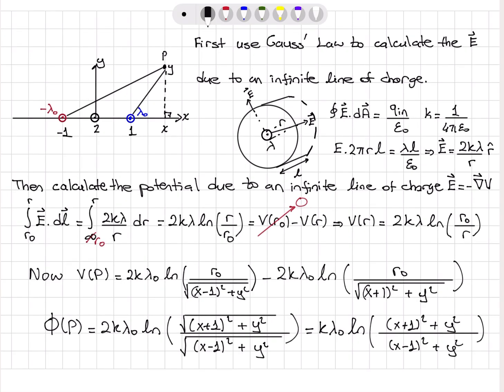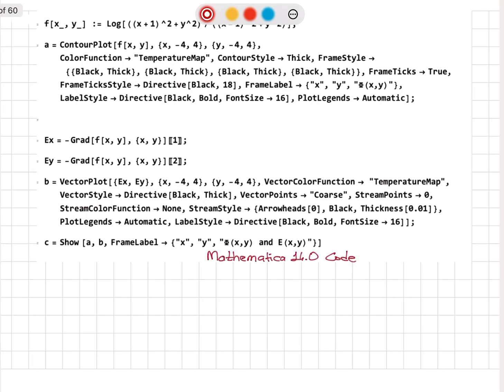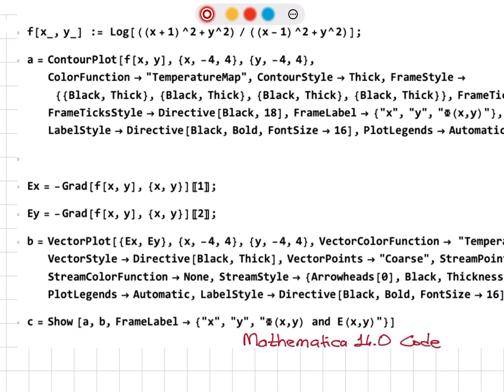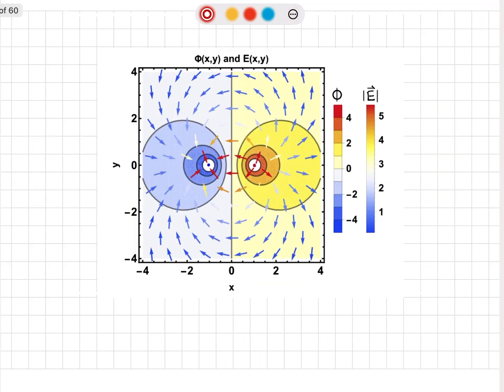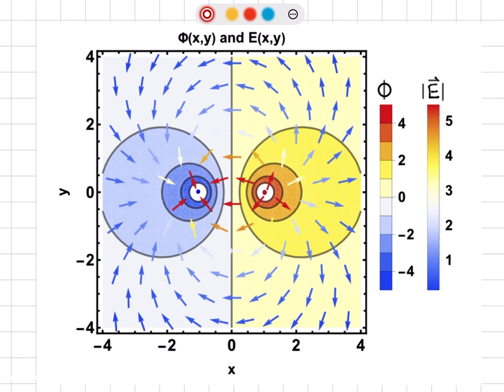Now, I can plot this potential distribution using any plotting software, and here I have used Mathematica 14. So you can see that I have defined that this is natural logarithm, (x plus 1) squared plus y squared divided by (x minus 1) squared plus y squared. That's multiplied by a constant, that doesn't matter. So we can do a contour plot of this, and then we can take the gradient of the scalar field, minus the gradient, to show the electric field associated with it. So that's the result of this code.